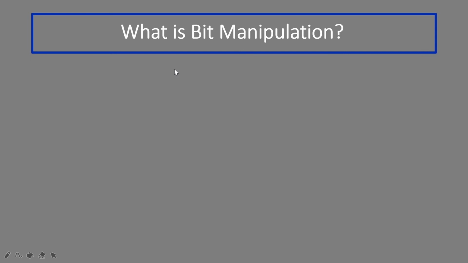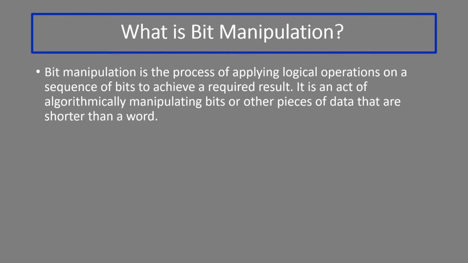So what is bit manipulation? Bit manipulation is the process of applying logical operations on a sequence of bits to achieve a required result. We all know that the computer knows only 0 and 1. 0 means off and 1 means on. It works only on the bit level, which is 0 and 1. So if we can manipulate this 0 and 1, then it will be called bit manipulation.